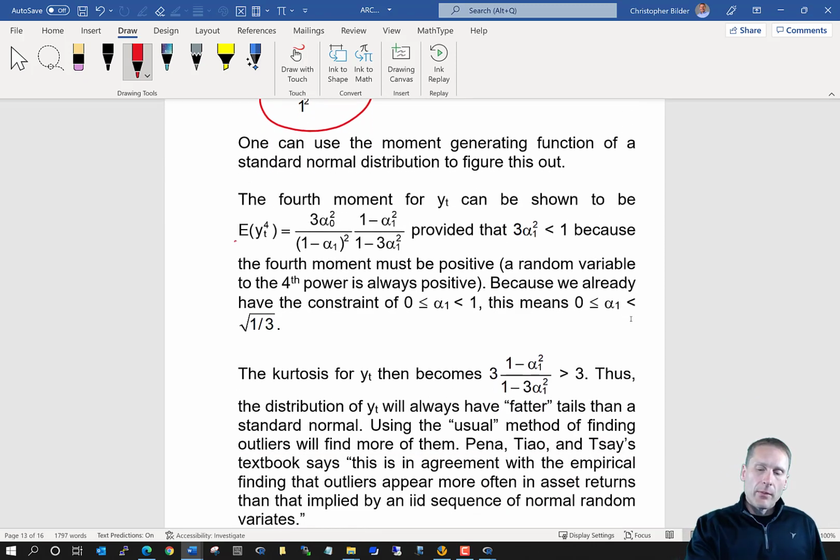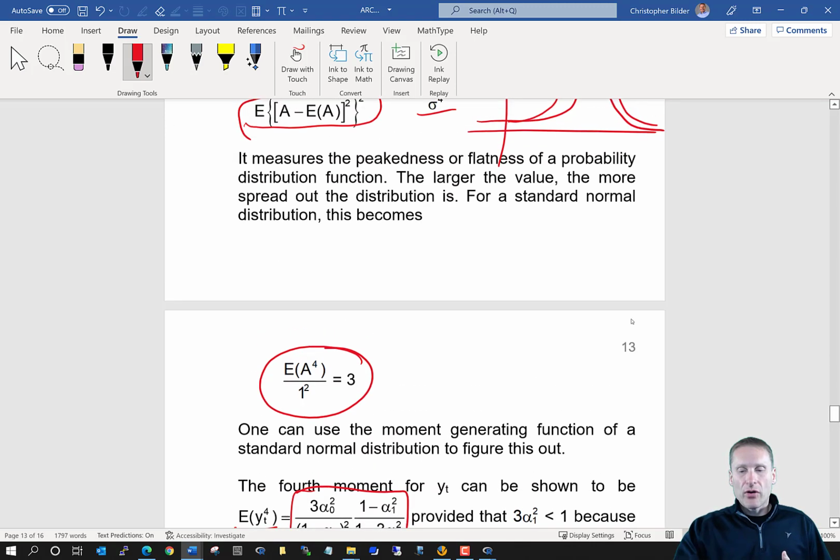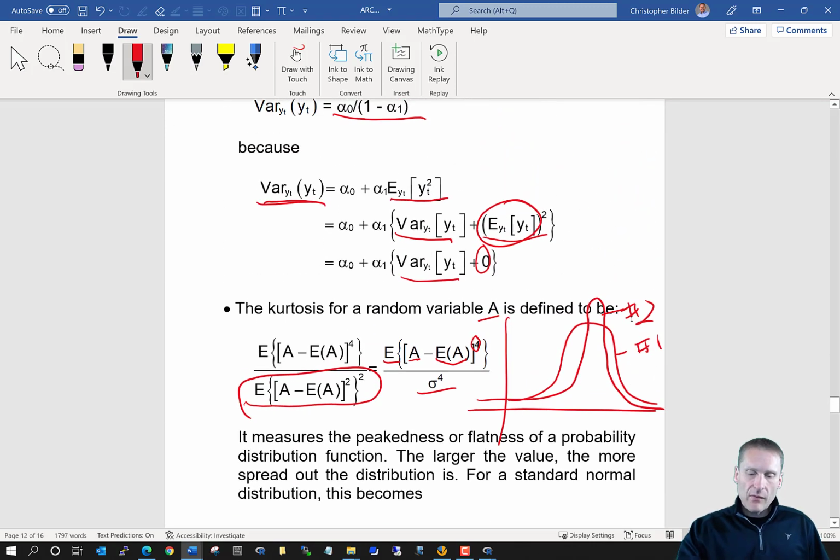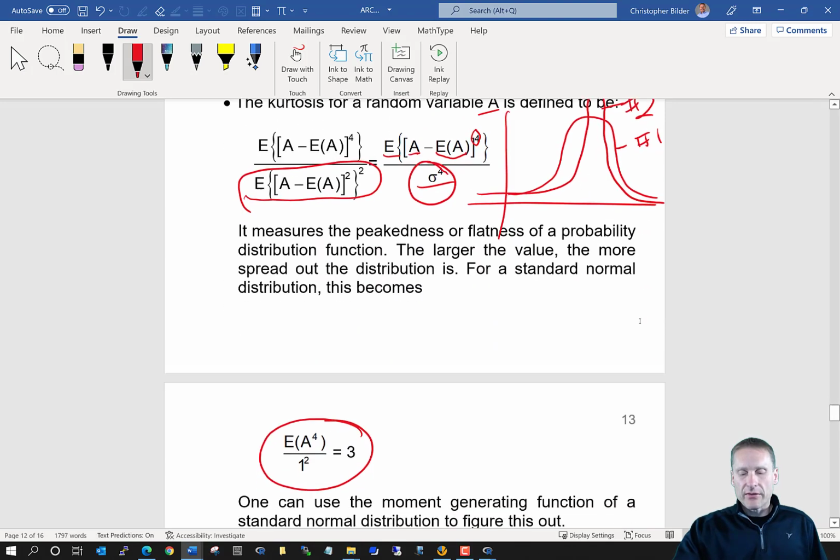So let's look at now the fourth moment associated with the expected value of y sub t. One can show, don't worry about doing this, that it's equal to this quantity right here. This is the fourth raw moment itself. Now to find the actual kurtosis, we would still need to divide by the variance squared, and we already know what the variance is.